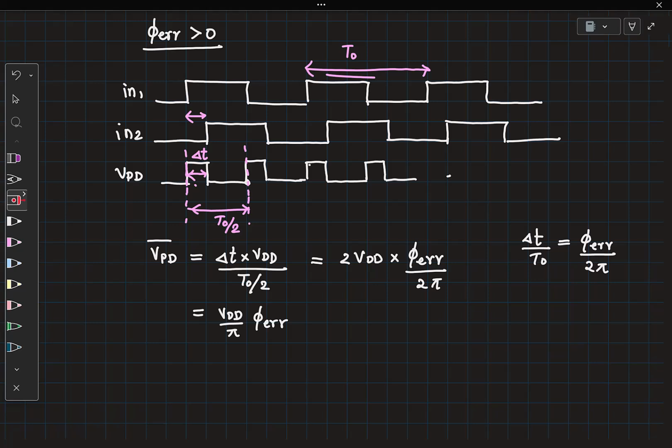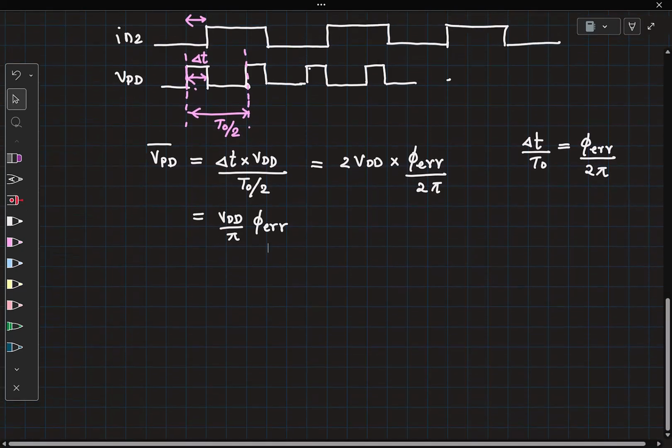T naught by 2, right? Because the maximum it can reach is when this edge reaches this position. Then your output is going to be 1 throughout, which means you have hit VDD. Any further movement, your output can only become smaller, right? So after phase error equal to pi, we don't expect this result to be true. Till then, we can expect this result to be true.